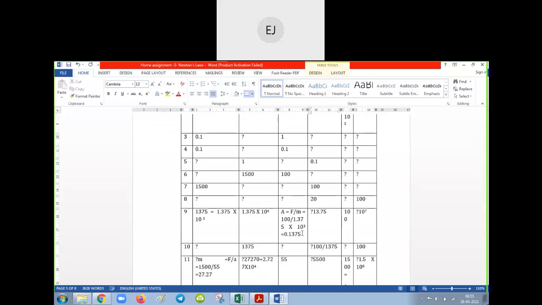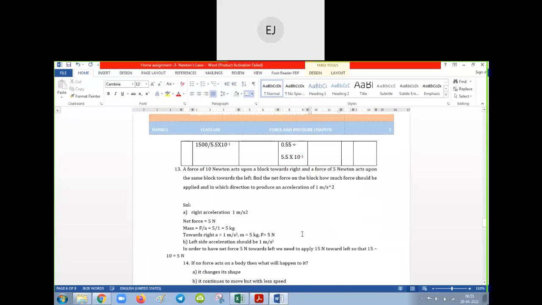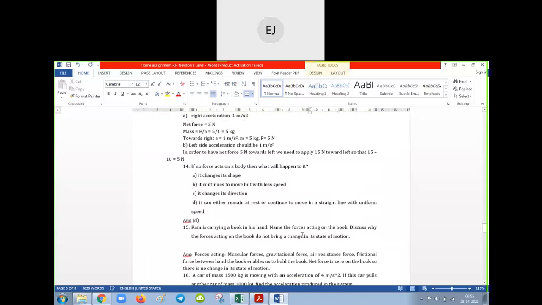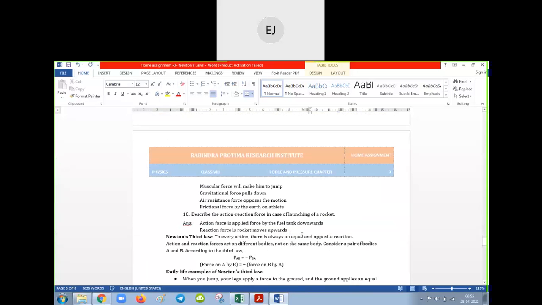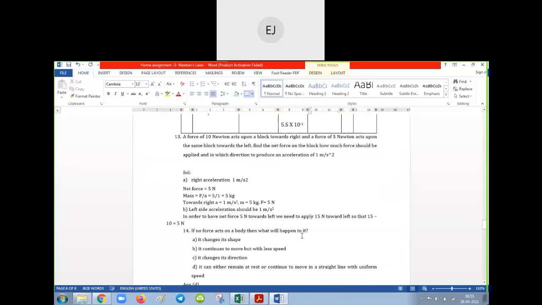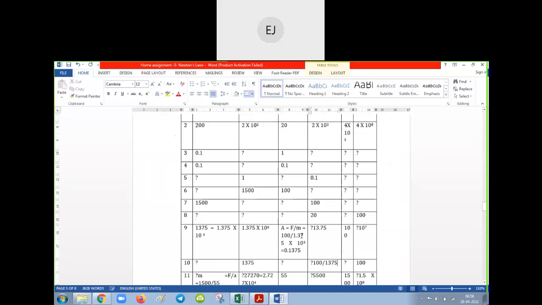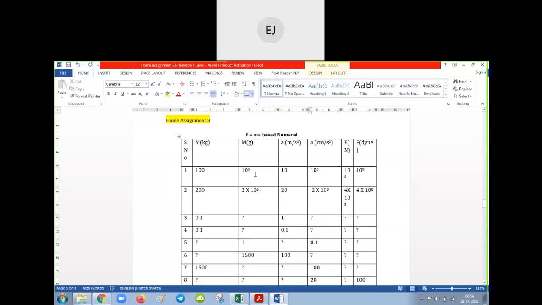Shall I go to Newton's third law? Oh, sorry, some more examples are there we have to discuss. After that, we shall go to Newton's third law. Hope you are clear with this assignment. Yes, sir. So let us discuss some more examples.